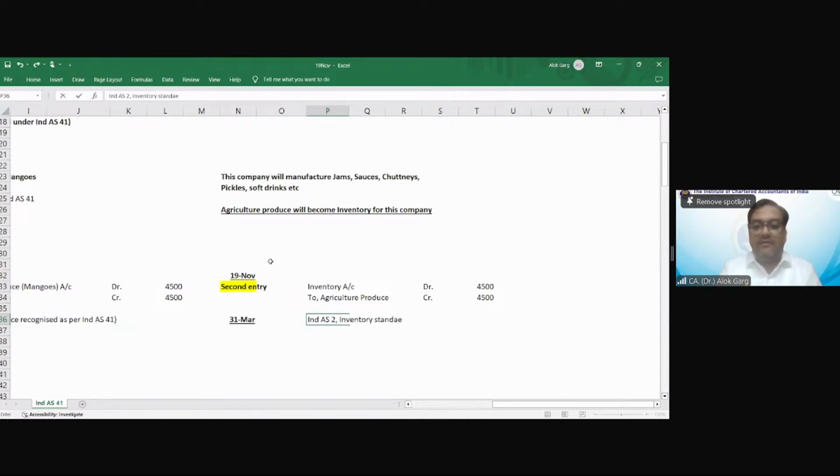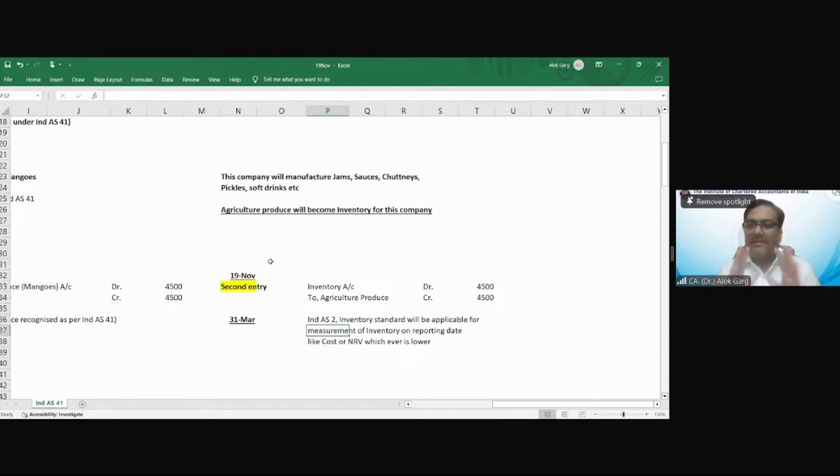Ind AS 2 inventory standard will be applicable for measurement of inventory on reporting date, like cost or NRV, whichever is lower. What is the cost for this item? 4,500, whichever is lower.